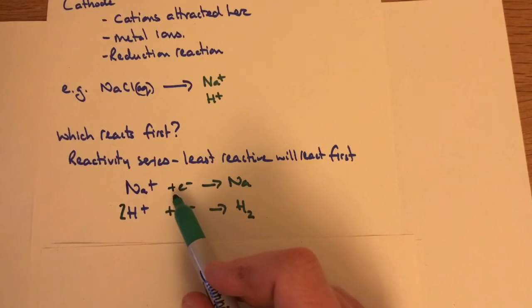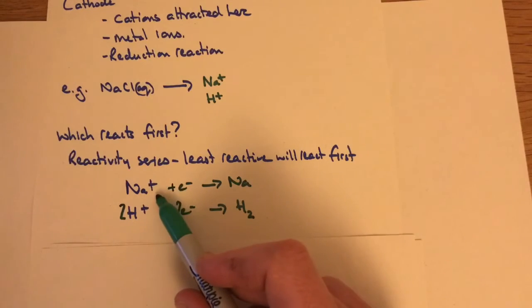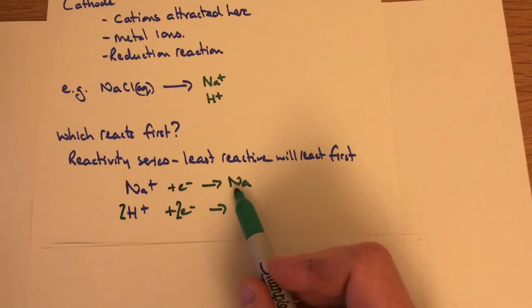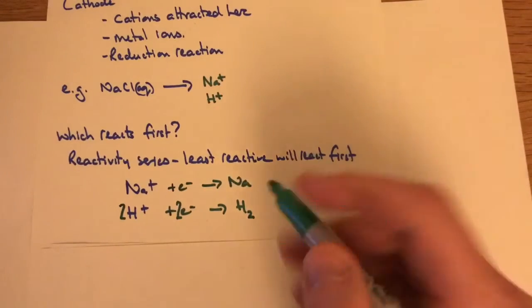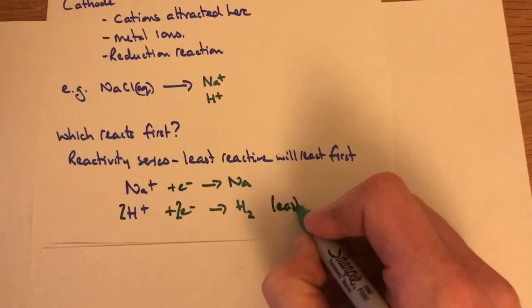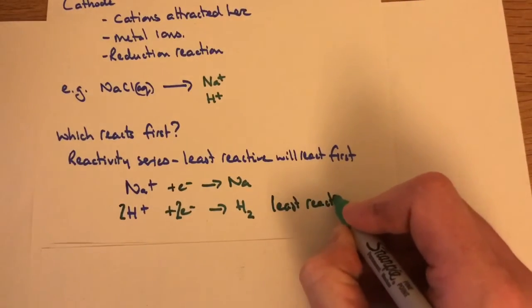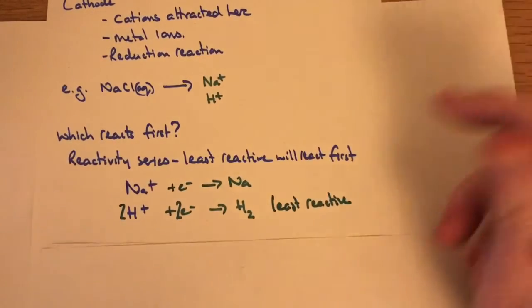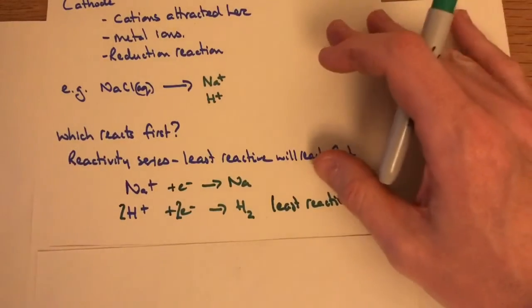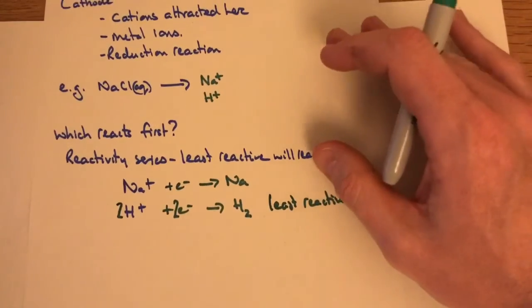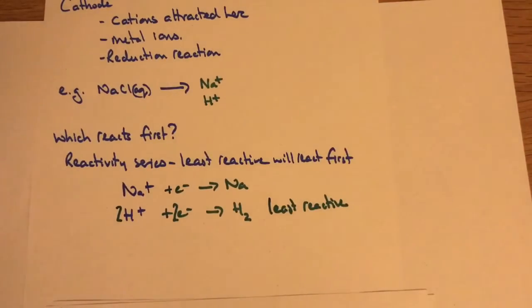Sodium gets to the cathode, and it's thinking, you know what, I'm very reactive. I don't want this electron. I want to stay an ion. Therefore, I don't want to gain the electron and become sodium. So it says, I'm not going first. I'm not going to react first. The hydrogen reacts first because it is the least reactive. So at the cathode, it's always going to be the least reactive of the two ions that will react first, because we're forcing it to pick up an electron. That's how we're going to work our way through this, and we'll come back to that a few times to really understand that information.